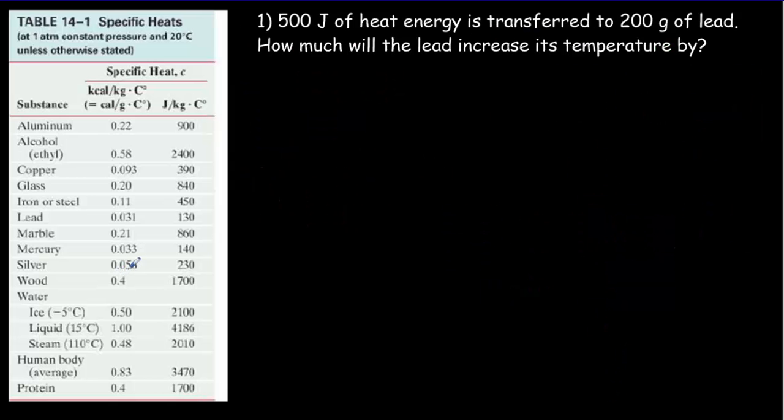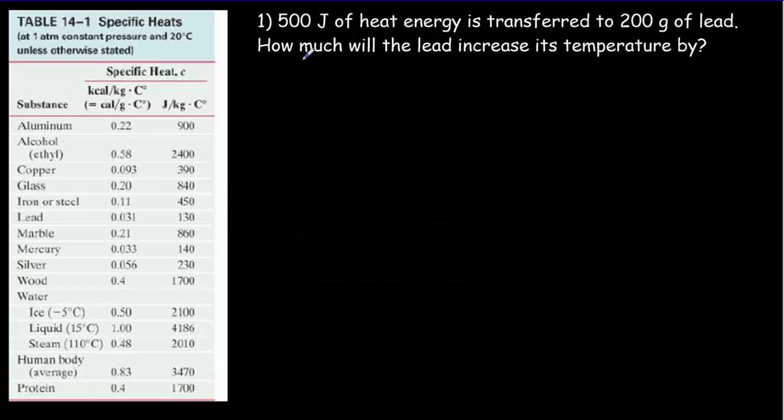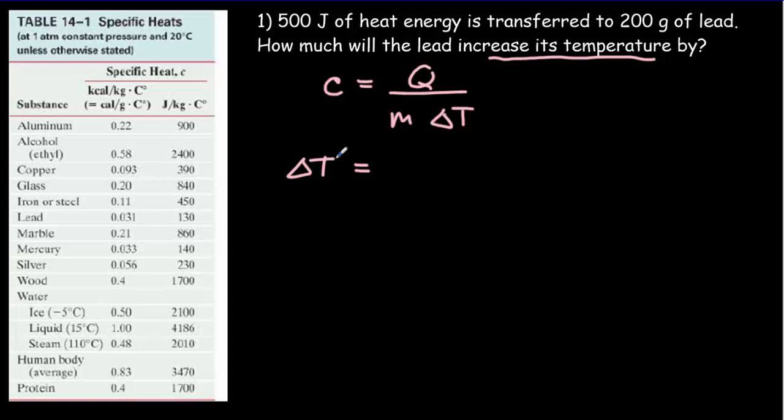Let's take a look at a couple very typical examples of how we'd use our specific heat capacity equations. Typically, you look up the specific heat capacities of different substances in tables, such as the one here to the left. So pause the video, try the question, come back for the answer. Let's start with our equation for specific heat capacity. It's equal to the heat added per unit mass per degree change in temperature. Now, we're looking for the increase in temperature, so let's rearrange that right now. The change in temperature is going to equal Q divided by mc.